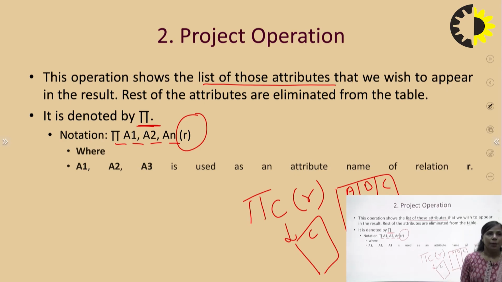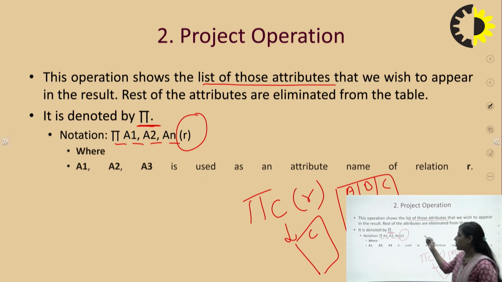In the case of the selection part, we select the tuples or records, but in the case of the projection part, we select the attributes, meaning the column part. So this is the basic difference between selection and projection. In many examinations, this difference between selection and project operations may be asked.